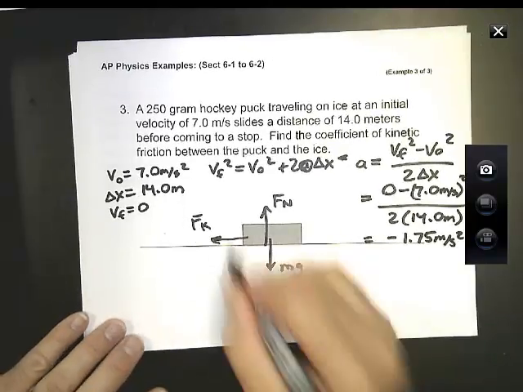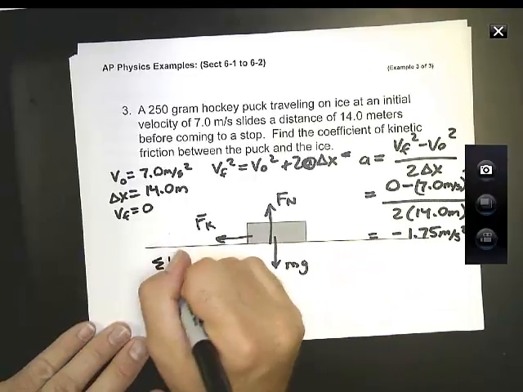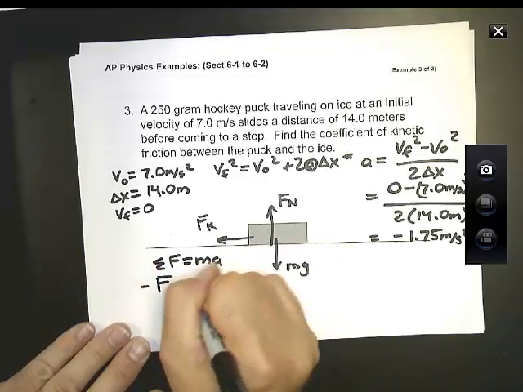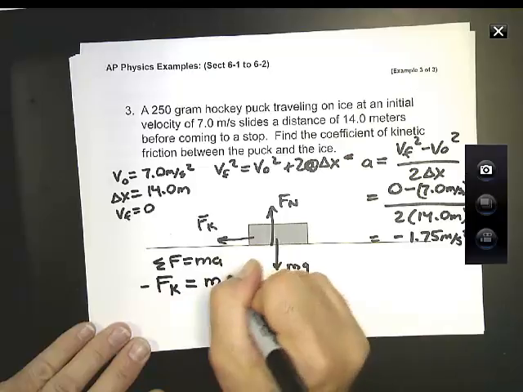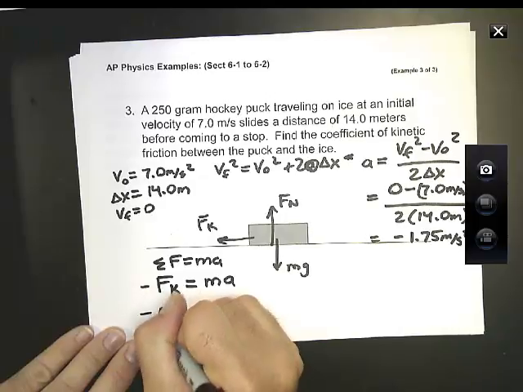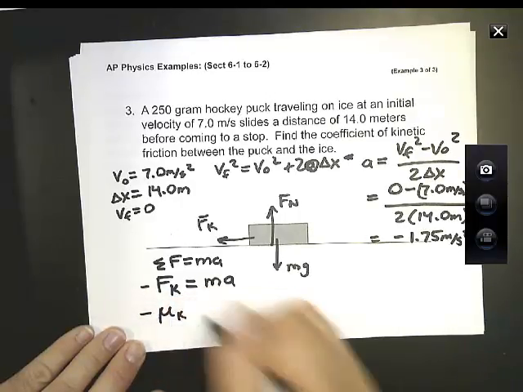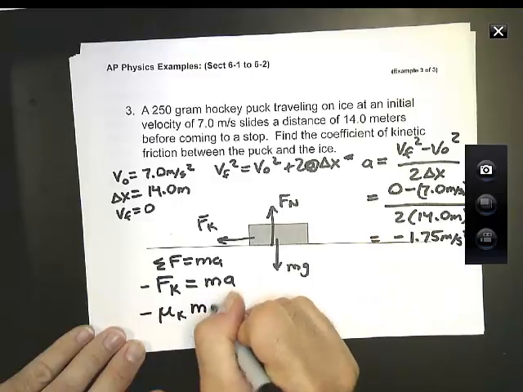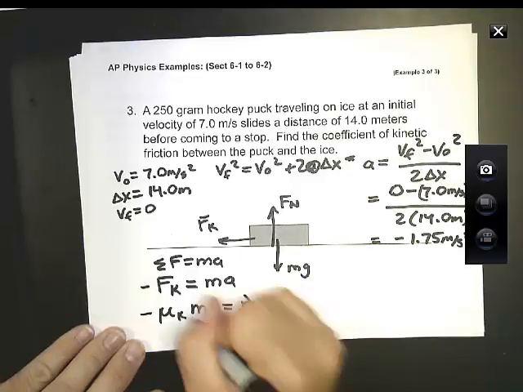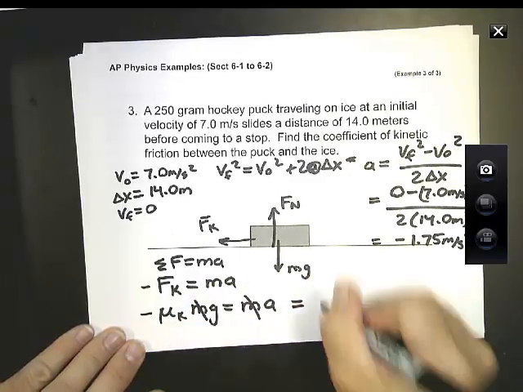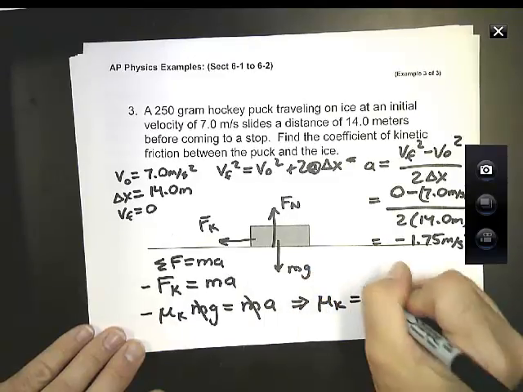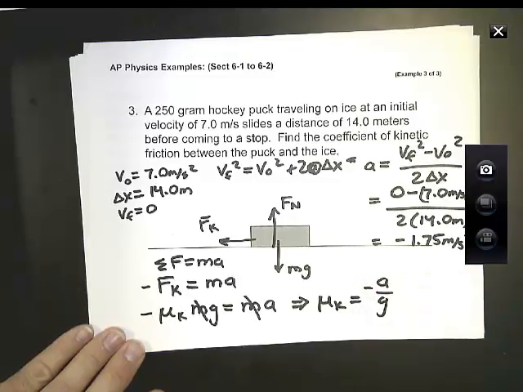So, in this situation, finding the coefficient of friction means running home to Ma, because this friction force is slowing it down. And that friction force is equal to mu times the normal force. And the normal force is equal to mg. Okay? So what we end up with is mu sub k equal to negative a over g. Wow, that turned out nice.